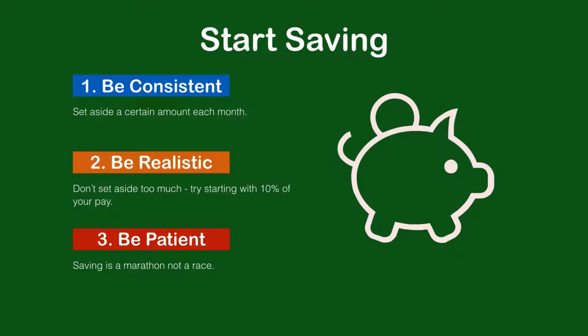Start saving. You don't need to be rich or make a lot of money to save. Here are 3 steps to get you started with saving. Be consistent. Set an amount aside at least once a month. Be realistic. Don't set aside too much. You still have to pay your expenses after all. 10% of your income is a good place to start.